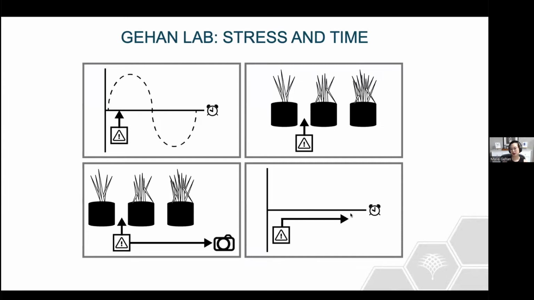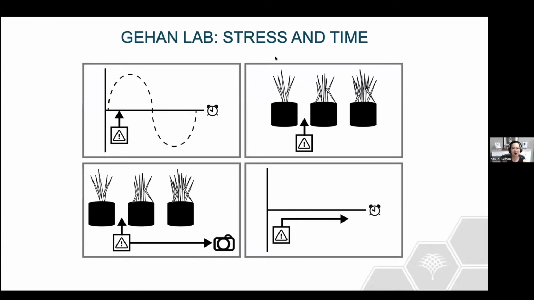The duration of a stress matters. So an acute, very short stress can get a different response than a very long duration stress. And the time in which you phenotype a plant matters. So if you were to give a plant a stress treatment and look hours later, you might not see any response, but if you were to phenotype that plant days or weeks later, you might see an actual phenotype.